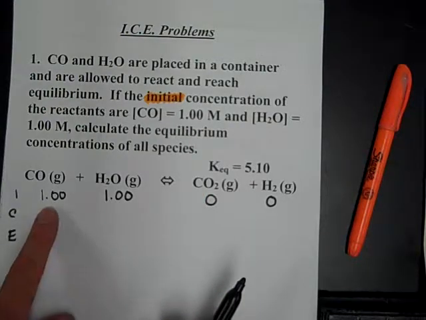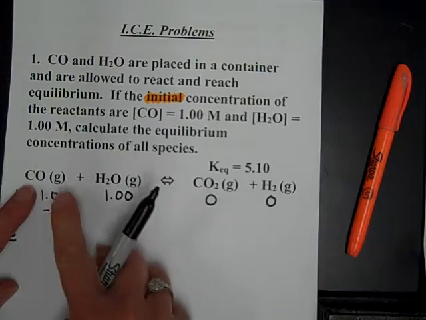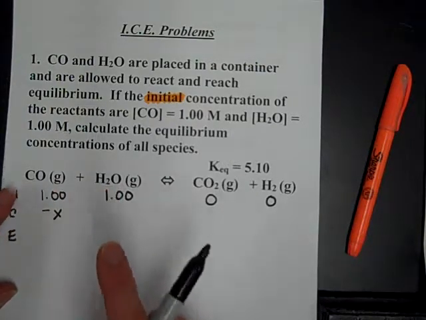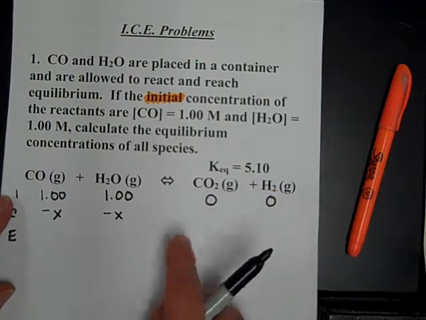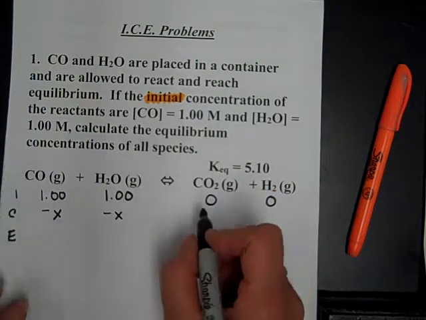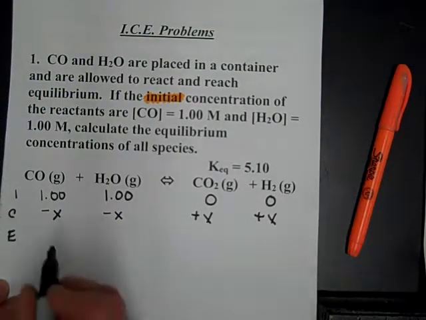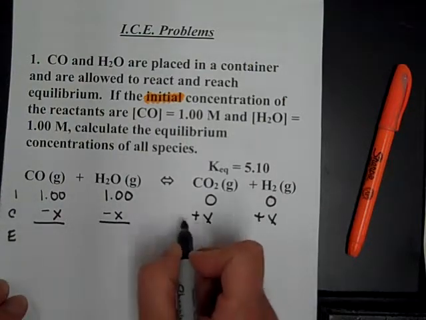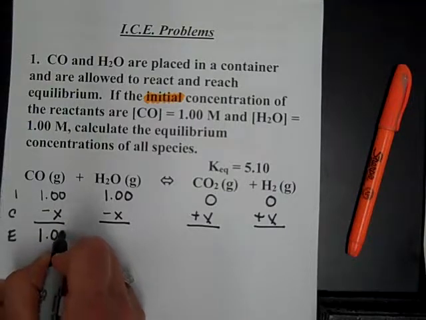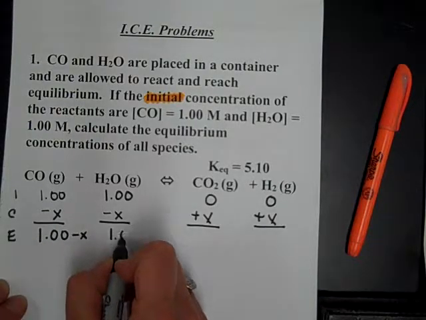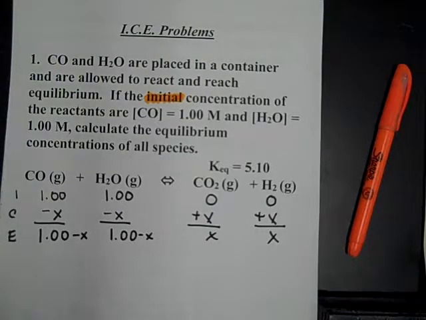So let's say that the amount of carbon monoxide goes down by some amount which we're going to call X. Because the ratio of carbon monoxide to water is 1 to 1, this is going to go down by the same amount. Also, we have a 1 to 1 ratio over here, so this is going to go up by the same amount, as is this. Then the last row of the ICE table is to just put those things together. So here we have 1.00 minus X, 1.00 minus X, and X. That's the chemistry part of it.